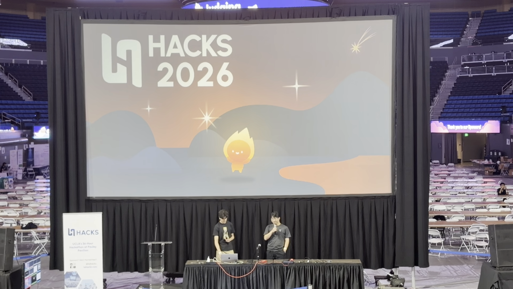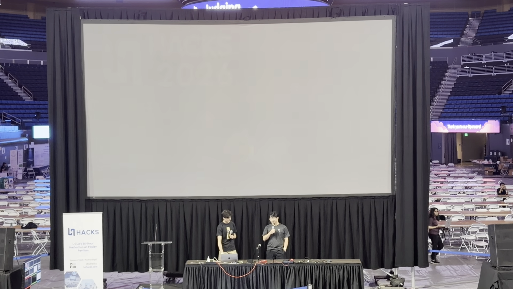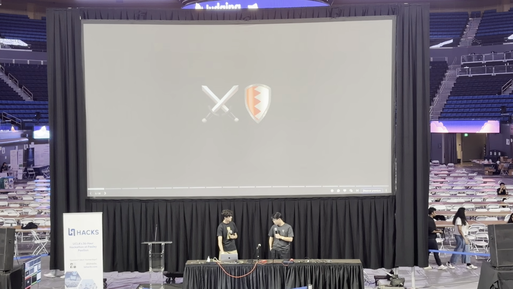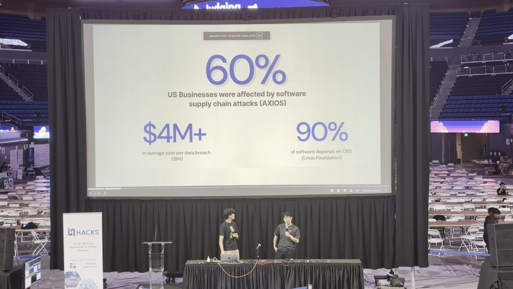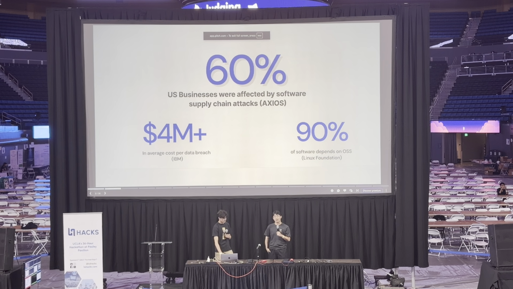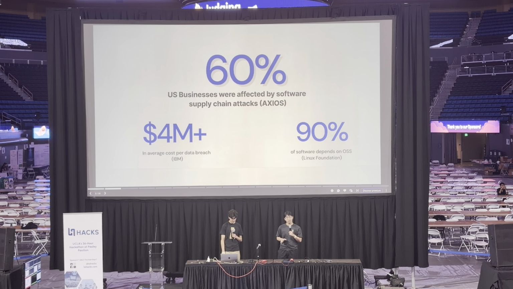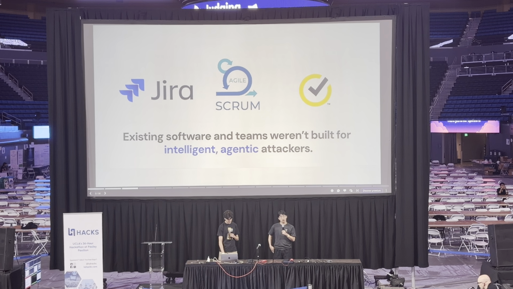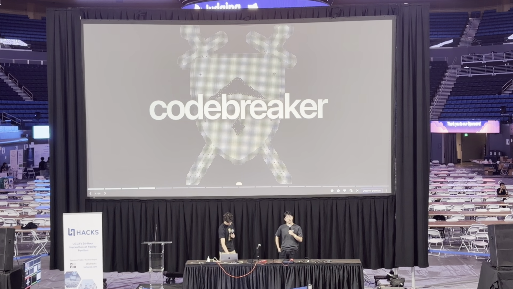Hello everyone, I'm Kevin. And I'm Jay. Today we want to talk to you about something really important. Right now in the United States, if you're a business owner, you can expect that more likely than not, your business will be affected by a software supply chain attack, right? That's because, truthfully, our software and our software teams were built in a world before AI and before agents. As attackers become more intelligent and more capable with agentic tools, we need to find solutions that beat them to the punch. That's why our project is Codebreaker.